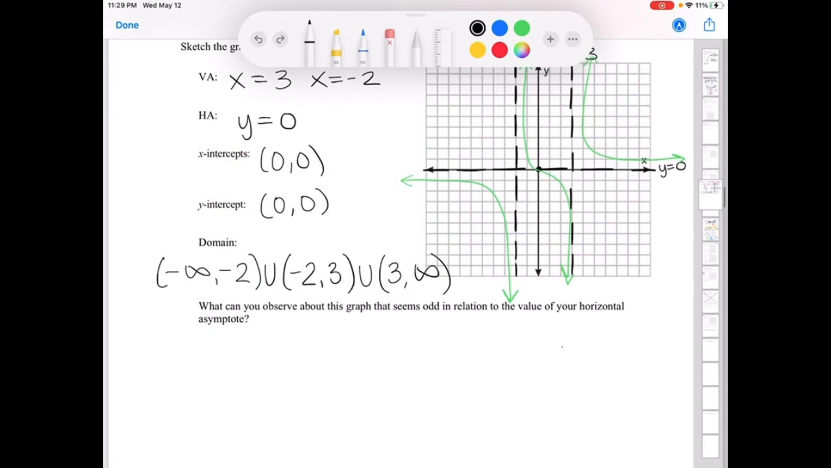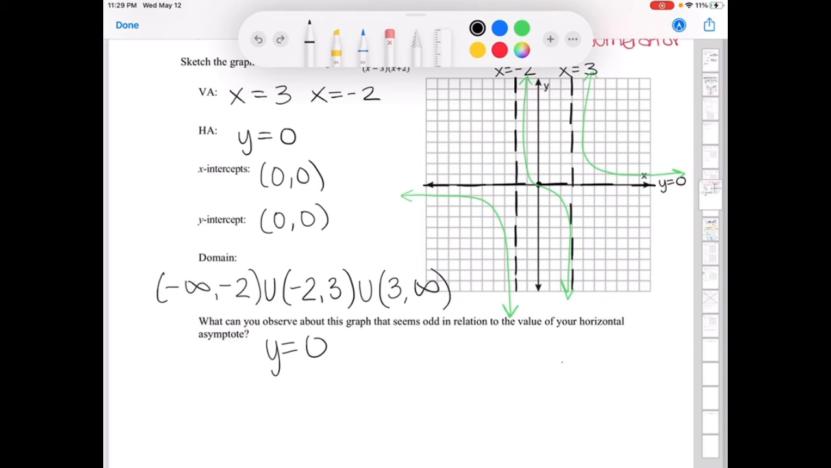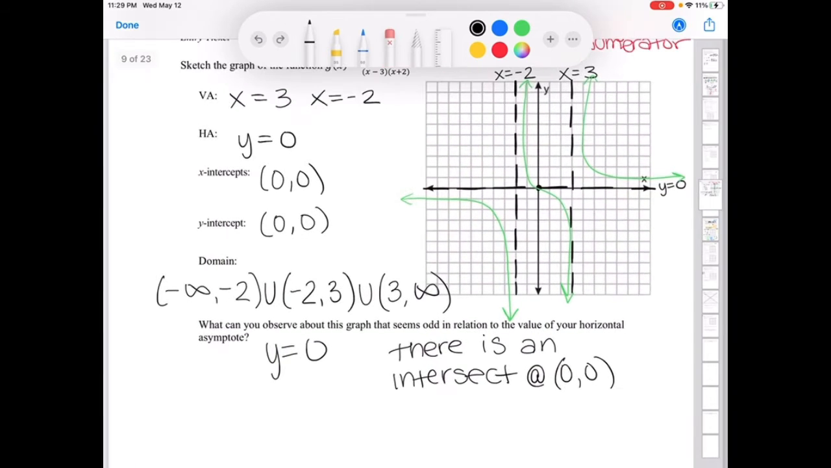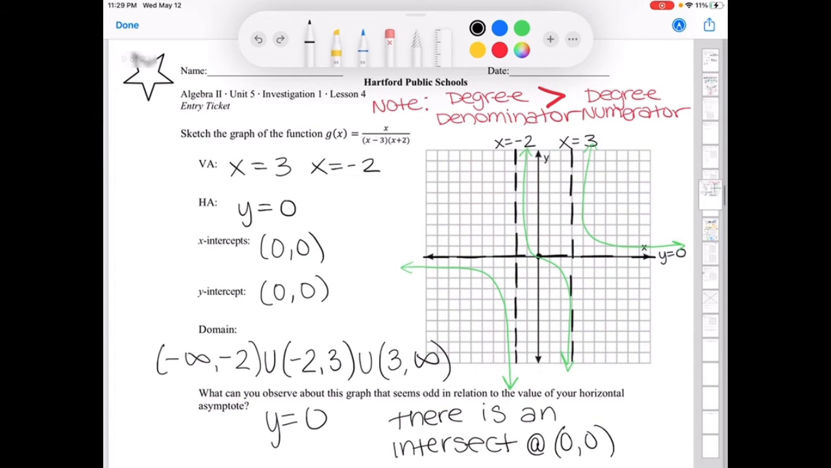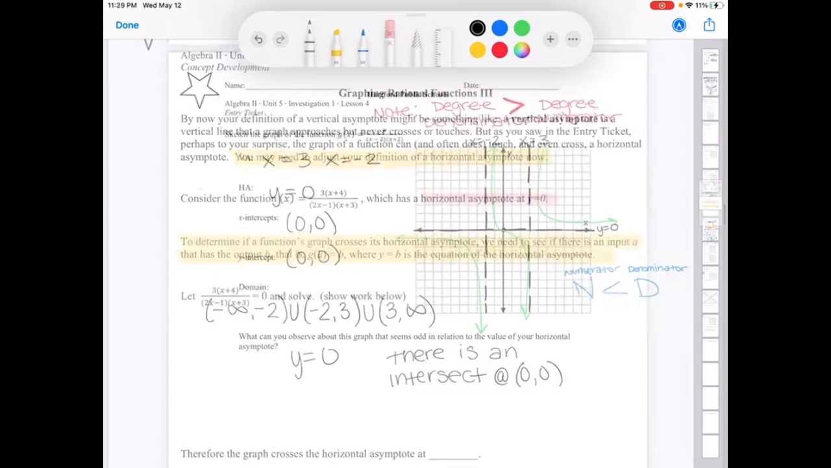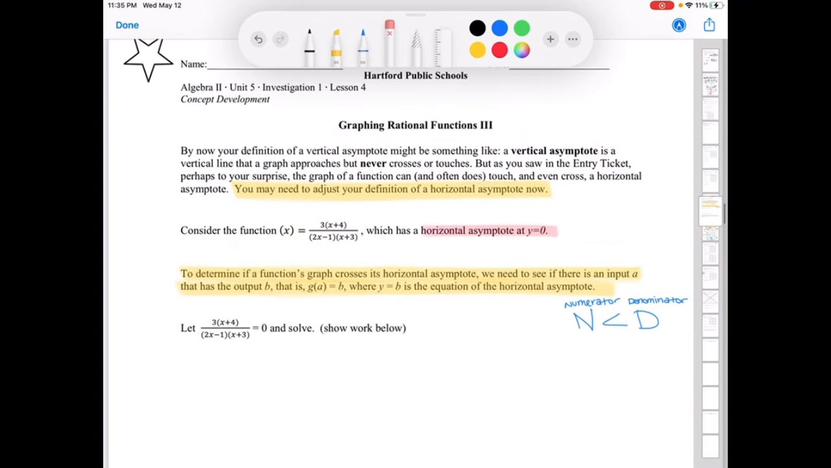And lastly, we kind of want to get thinking a little bit more about this, okay? If we know that y is equal to 0, what seems kind of odd? Well, our intersection at (0, 0). Well, if we are dealing with an asymptote and our asymptote isn't part of the function because it's what our function is limited to, then how can there be an intersection? So we're going to be thinking about that and coming to some sort of conclusion together as a class. The next page, we're doing the concept development for lesson 4.